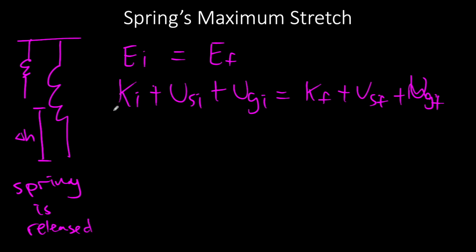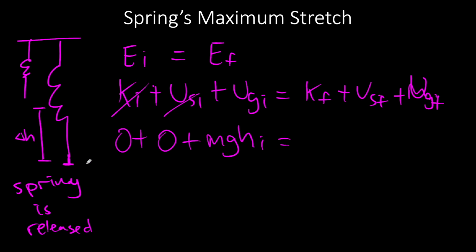Right, so kinetic energy is equal to 0. Spring energy is equal to 0. And gravitational potential energy, so mgh_i, final kinetic energy. So if the spring has its maximum stretch, after the maximum stretch it goes upward again, and when the spring has a minimum stretch it goes down.